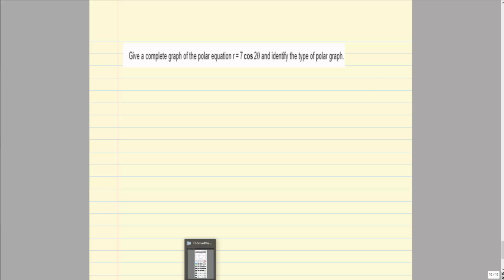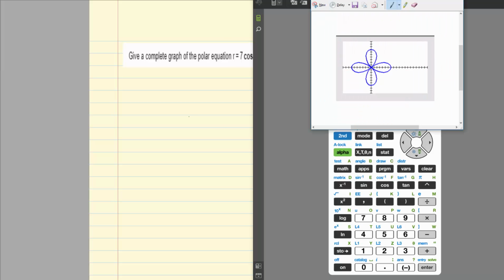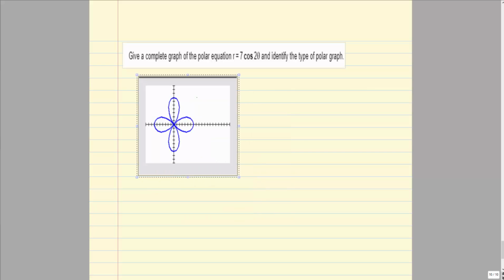So let's go ahead and pull the calculator in. 7 cosine 2 theta, so y equals 7 cosine 2 theta. Let's graph it. So definitely a rose curve. And if you wanted to adjust that to center it, you could, but this is a rose curve. And I can get that from that table of curves as well, but having that real graph that we're looking at makes it a lot easier to compare those. So definitely a rose curve.